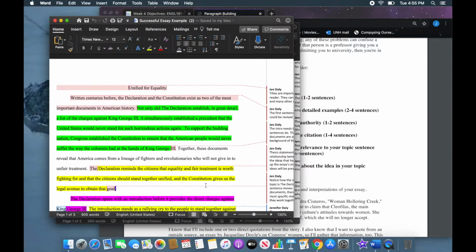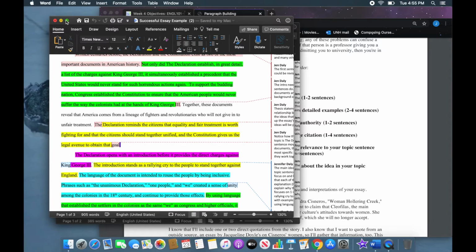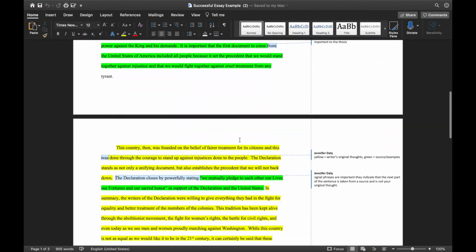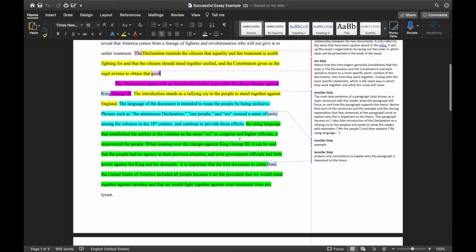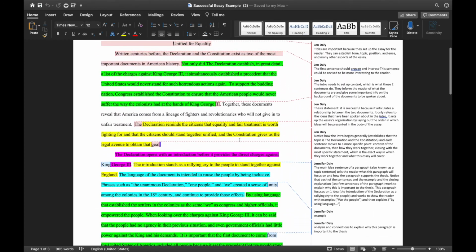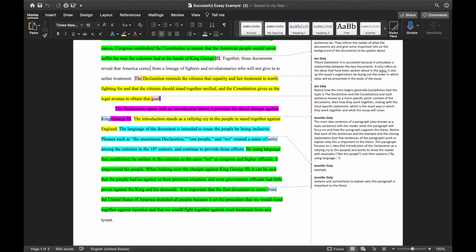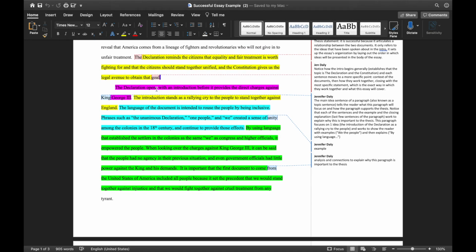Let's take a peek at this essay. I'm just going to expand it because these paragraphs are a bit longer than the other one. Okay, so let's take a peek at the first body paragraph, and let's just revisit the thesis. The Declaration reminds the citizens that equality and fair treatment is worth fighting for, and that the citizens should stand together unified, and the Constitution gives us the legal avenue to obtain that goal. Okay, so that's our thesis.